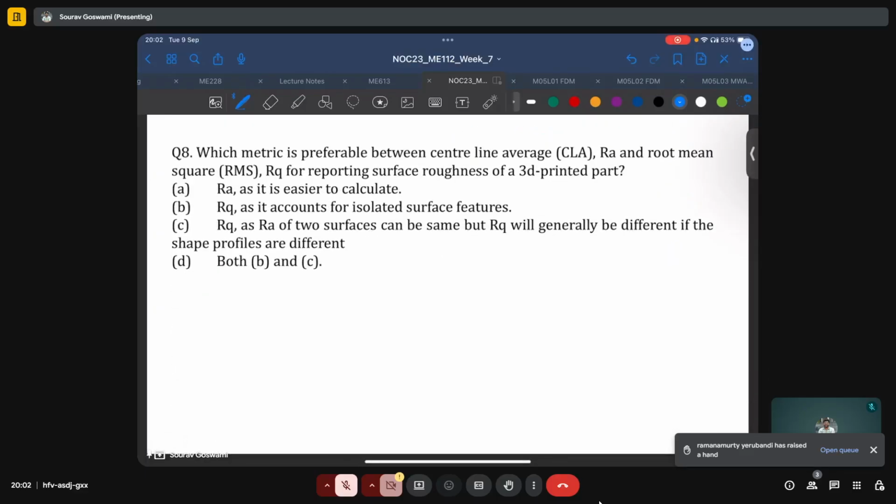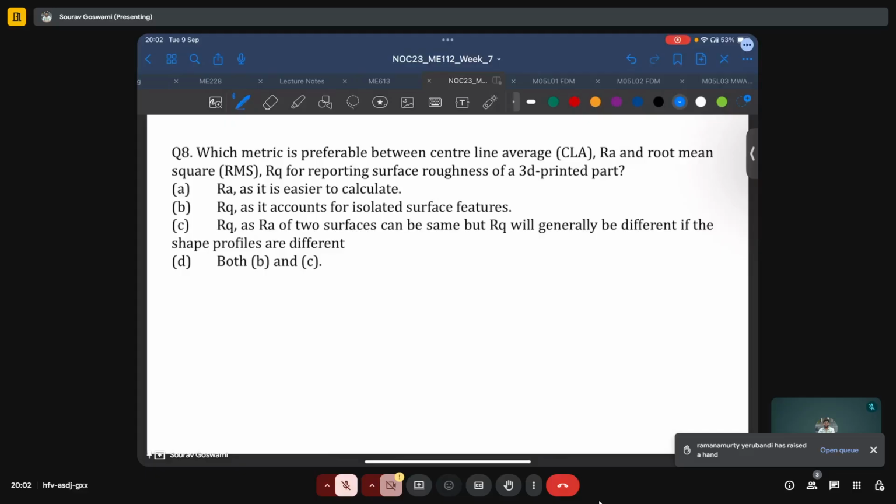Question 8 is asking us, which metric is preferable between centerline average Ra, and the root mean square or RMS average Rq for reporting surface roughness of a 3D printed part. Is it Ra because of ease of calculation? Is it Rq as it accounts for isolated surface features? Is it Rq as Ra of two surfaces for the same can be the same, but Rq will generally be different if the shape profiles are different? Or is it some combination of these options?